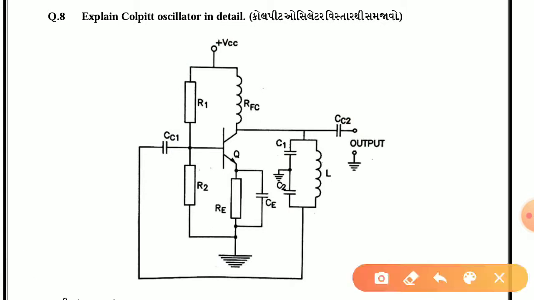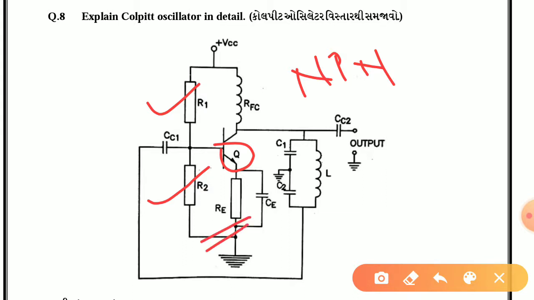So I will briefly describe the circuit. Q is an NPN transistor, as we saw previously. Here we use an NPN transistor. R1 and R2 are biasing resistors. Re is the resistor in the emitter circuit, and it is used for bias stabilization. Ce is known as the bypass capacitor.